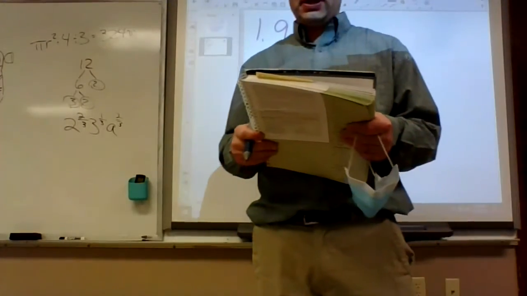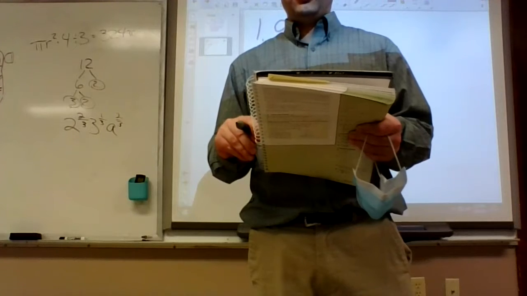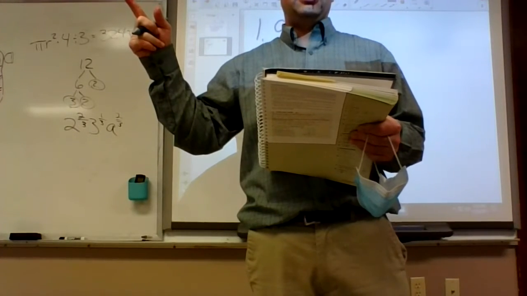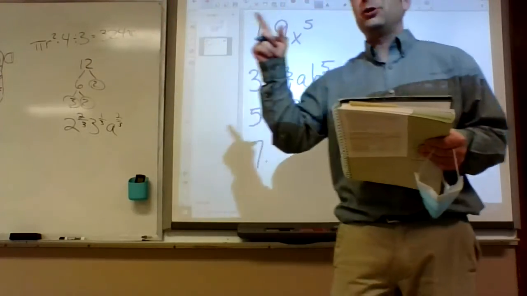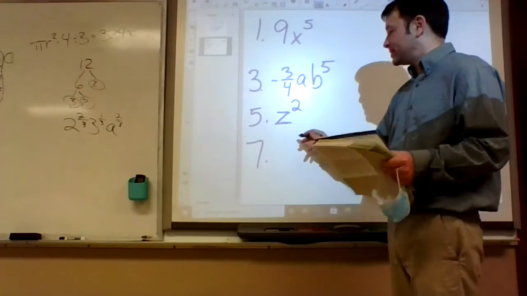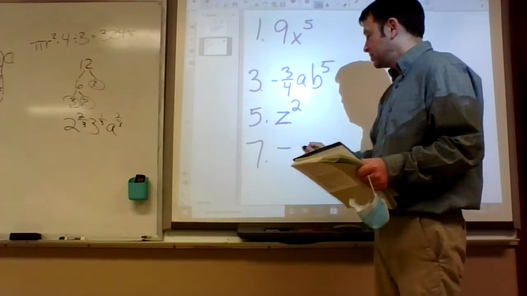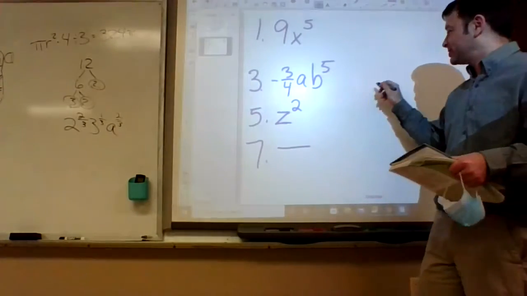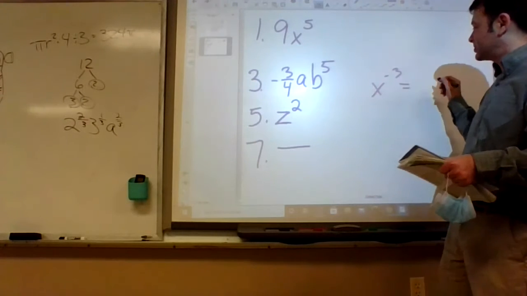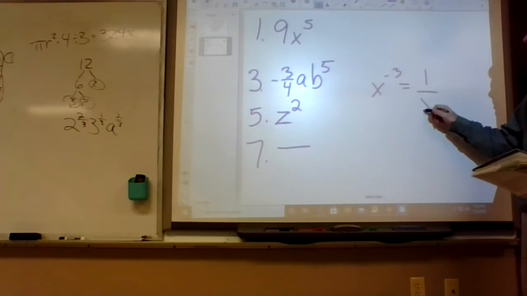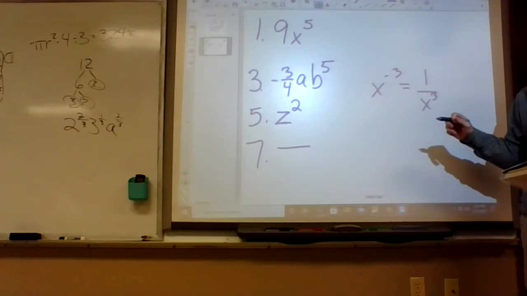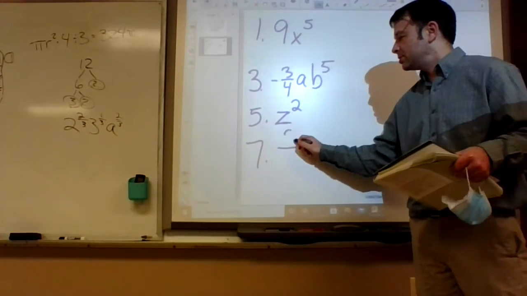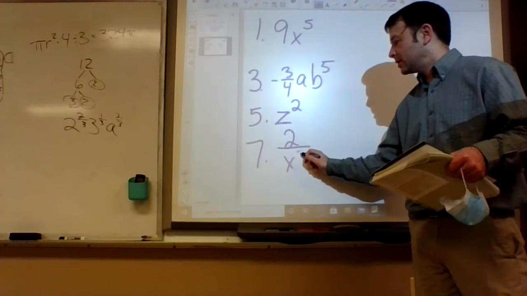Number 7, the numerator is what they call it. Number 7, this is kind of a trick question. Is the 2 to the negative third power? No, just the x. So x to the negative third on the top is the same thing as x to the third on the bottom. What about that 2? It doesn't move, so it's still up there. So it's 2 over x cubed.